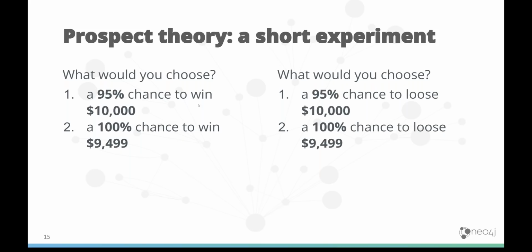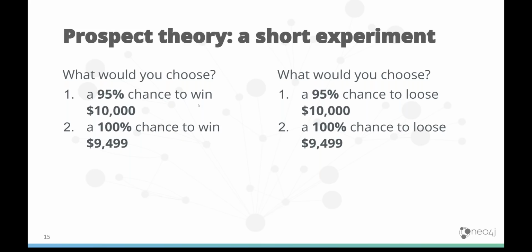What would you choose? A 95% chance to lose $10,000 or a 100% chance to lose $9,499. You would pick the 95% chance, right? Because maybe there's a 5% chance that you wouldn't lose anything. This is fundamental. This is prospect theory in a nutshell.